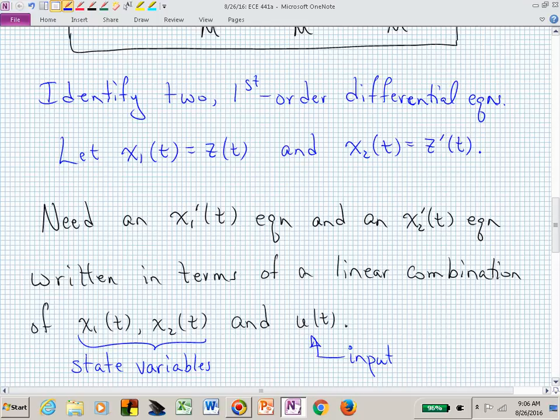I think we talked about this last time. So now I need an equation for the first derivative of my state, x sub 1, and I need an equation that is true for x sub 2 prime. On those equations, x1 prime will be on the left of my equality sign, and something will be on its right side. X sub 2 prime will be on the left side of an equality, and something will be on the right side. That something can only be a linear combination, when we're dealing with linear systems, of our state variables x sub 1 and x sub 2, and any of our inputs. And in this case, we only have the one input u.